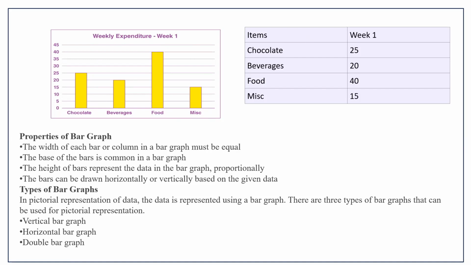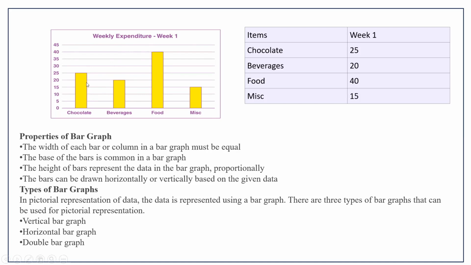So what are the properties of a bar graph? The width of each bar or column in a bar graph must be equal. So you can see that all the bars have exactly the same width, right? You cannot say the same height because this scale is variable, so only the width should be similar. The base of the bars is common in the bar graph, right? The height of the bars represents the data in the bar graph proportionally, right?